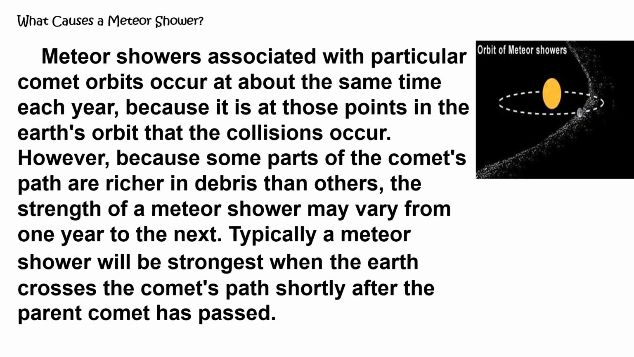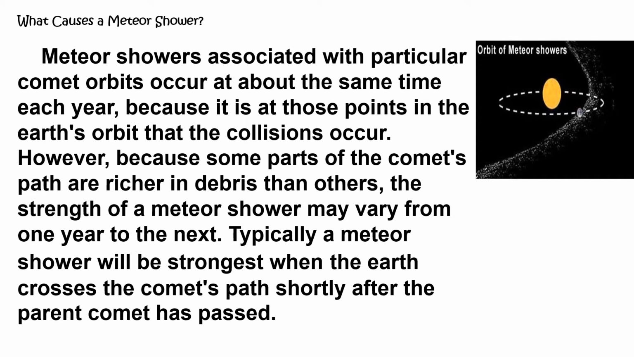Okay. So meteor showers associated with particular comet orbits occur at about the same time each year, because it is at those points in the Earth's orbit that the collision occurs. However, because some parts of the comet's path are richer in debris than others, the strength of a meteor shower may vary from one year to the next. Typically, a meteor shower will be strongest when the Earth crosses the comet's path shortly after the parent comet has passed.